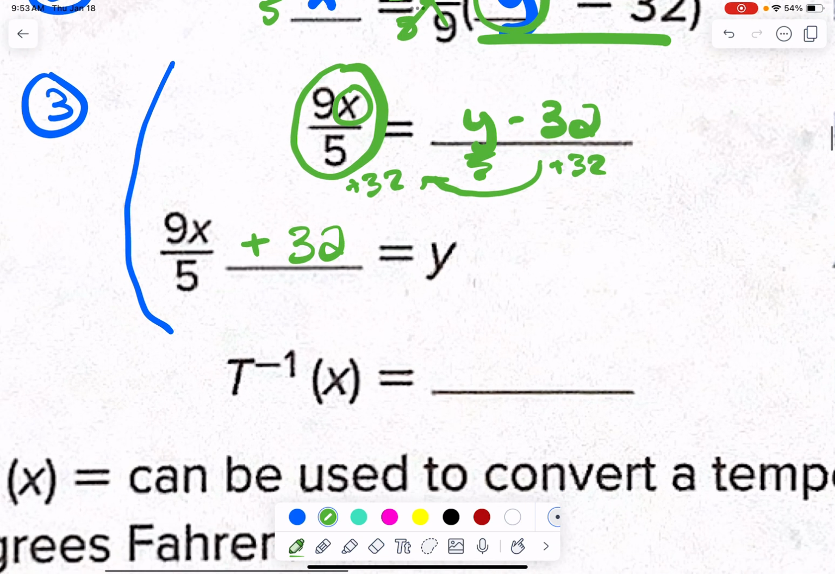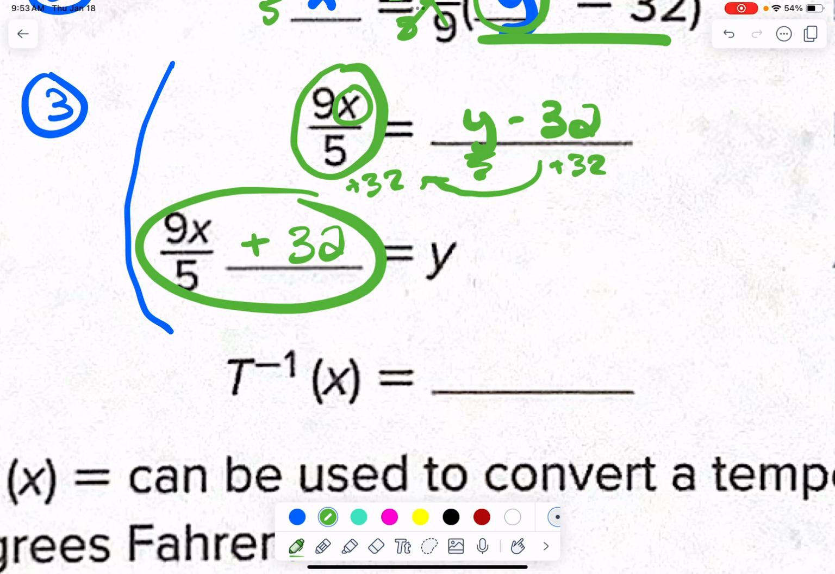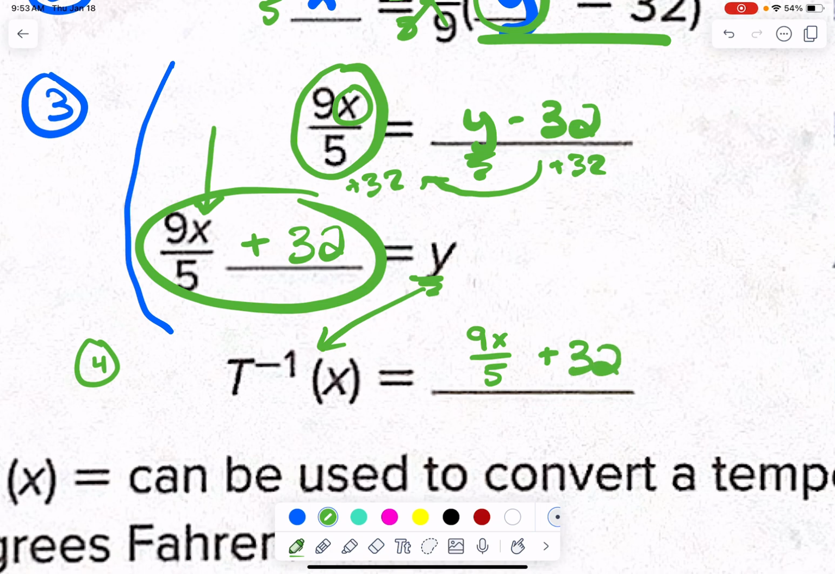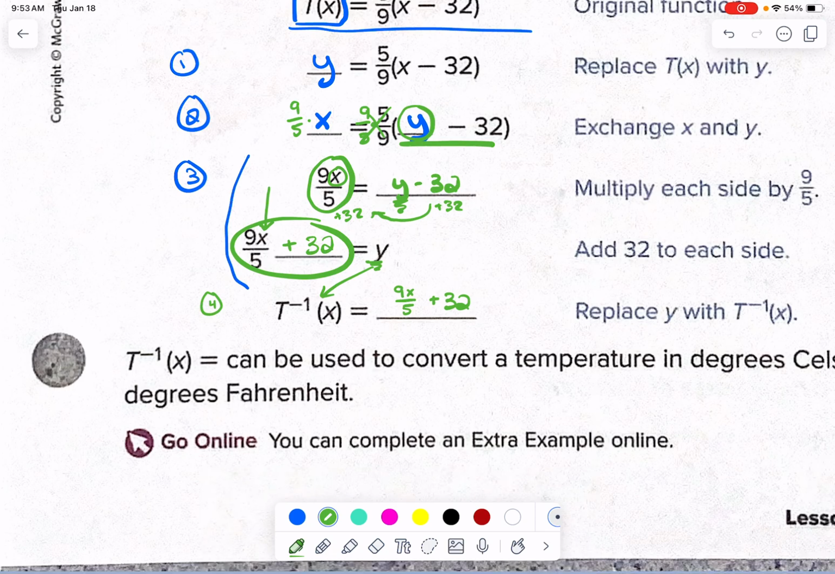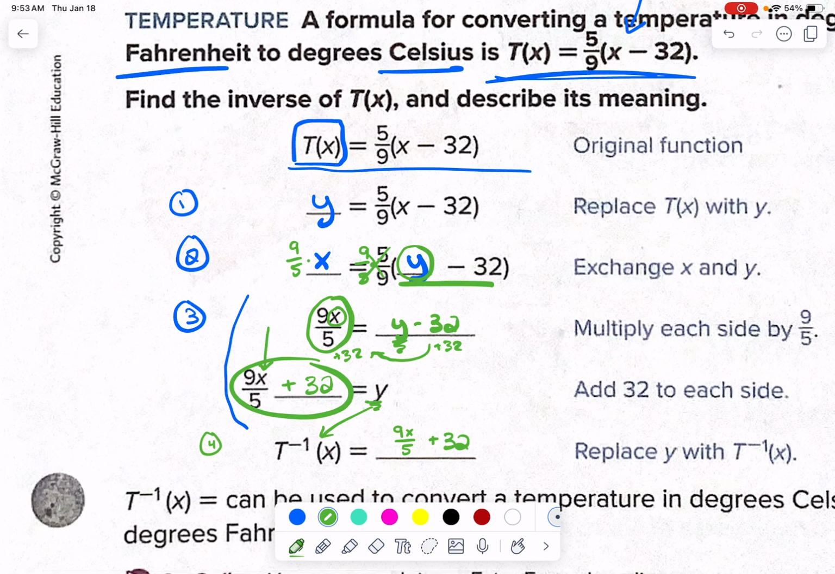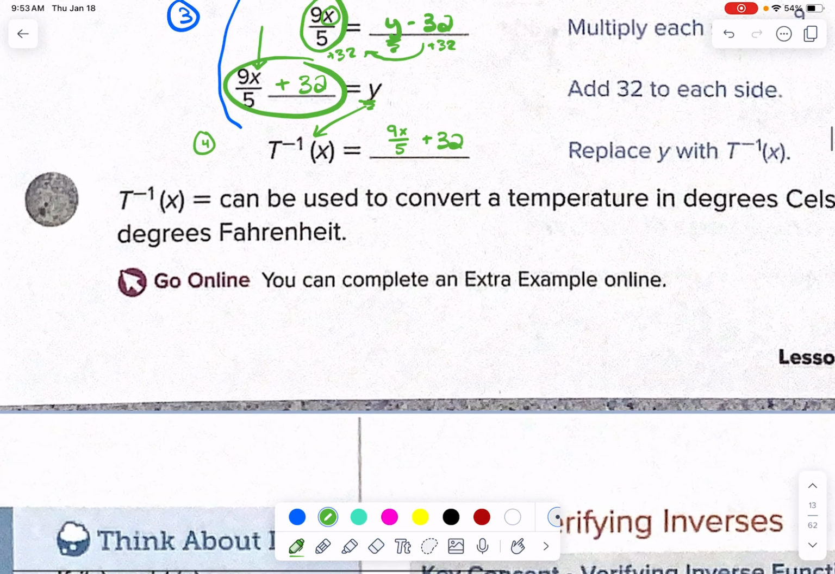And this is my equation for solving for Fahrenheit, right? If I put Celsius in here, it would give me Fahrenheit, okay? So step number 4, they've just renamed this y and they're calling it t inverse of x, okay? So I've got 9x over 5 plus 32. They flipped the equations around and renamed him at the same time. That's how that all works, all right? So now I have the equation where I can plug Celsius in and find Fahrenheit. And that's the benefit of the inverse, right?